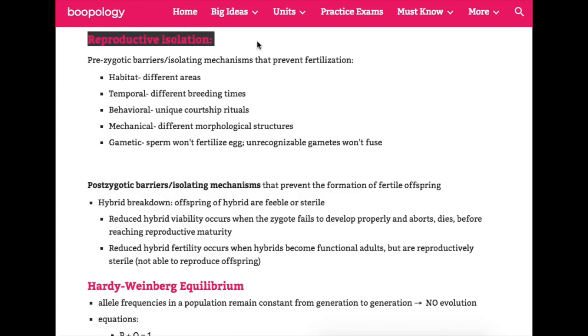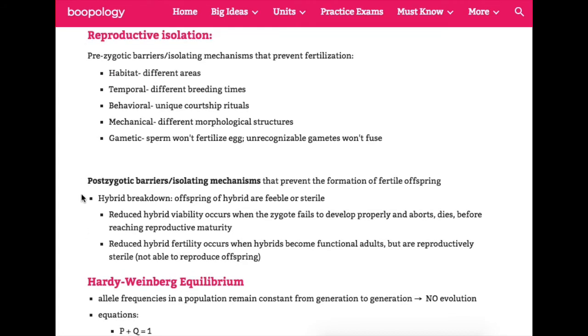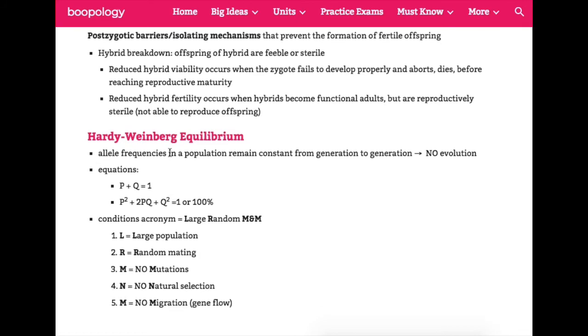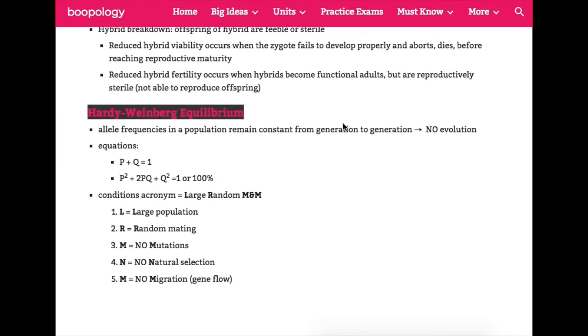And for reproductive isolation, there are 5 prezygotic barriers which prevent fertilization. You should know there's habitat, temporal, behavioral, and mechanical, and gametic. And then for postzygotic, you should know there's hybrid breakdowns, which prevents the formation of fertile offspring since they're feeble or sterile. And the last section for evolution is the Hardy-Weinberg equilibrium. This is when allele frequencies are constant, aka no evolution.